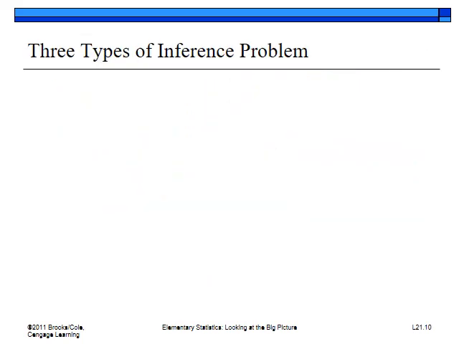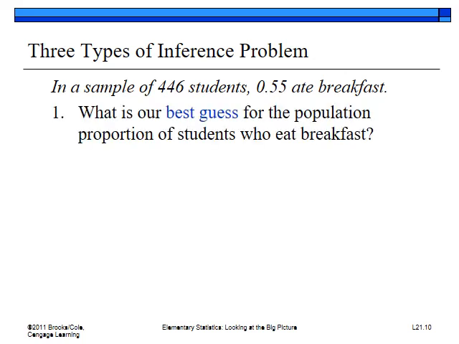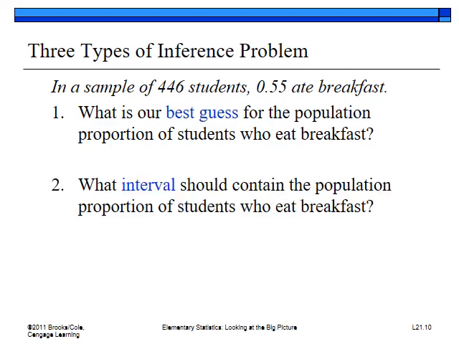Now, there are 3 types of inference problems. Here's our situation with 446 students, 55% ate breakfast. So one type of problem is, let's make our best guess for what the population proportion is. If 55% of our sample ate breakfast, what would you guess would be the proportion in the population? We know that our guess isn't going to be necessarily correct. It could be off by a bit. So the second type of problem we'll look at is constructing an interval that should contain the actual true value of the proportion in the population, which we don't know.